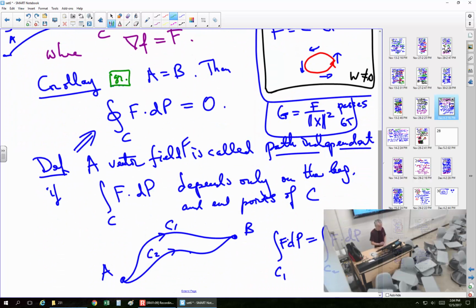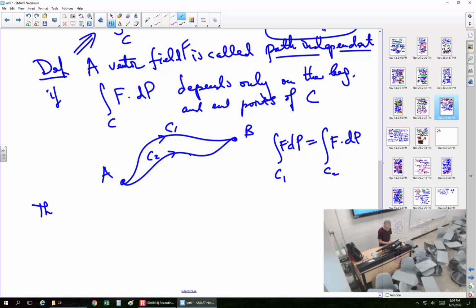As we have discovered, the definition of path independence is pretty much in this picture. It doesn't matter which path you take from A to B, you're going to have the same integral, the same work. And it is true for gradient vector fields that they are all path independent. This is actually what I erased here. So gradient vector fields are path independent.